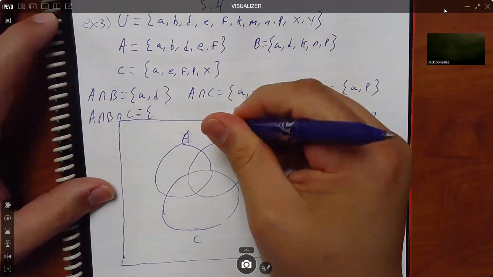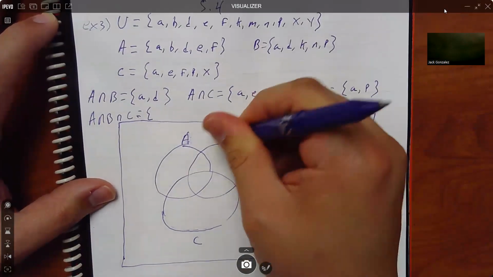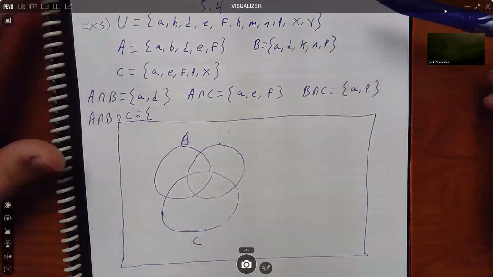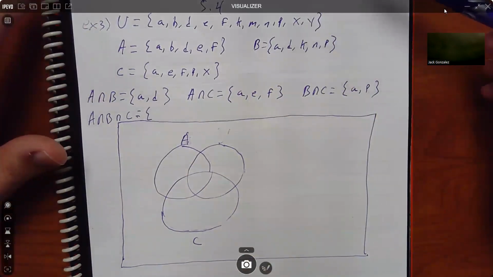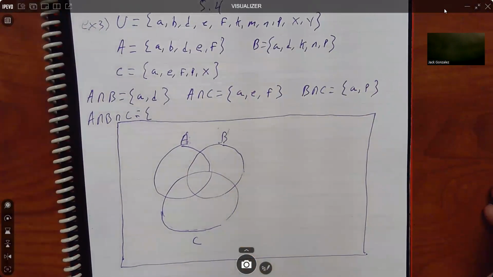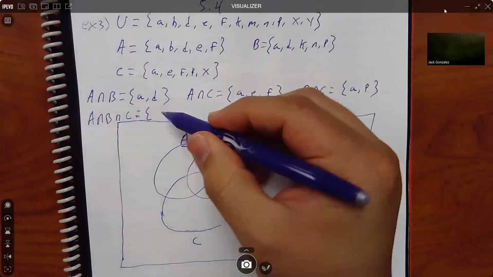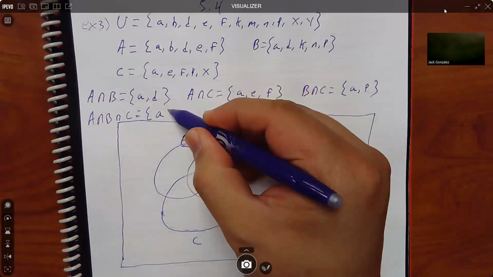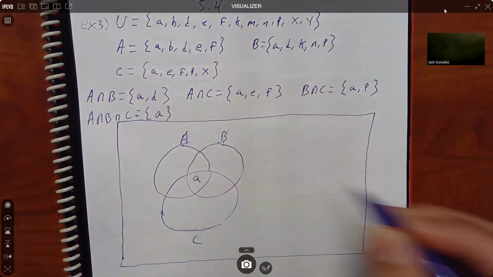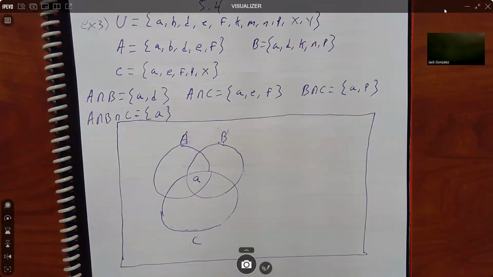So what do they all have in common? All three have A. Anything else? All right. So the triple intersect is just the element A. So that goes right in the middle. Triple overlap. Okay, so that's taken care of.